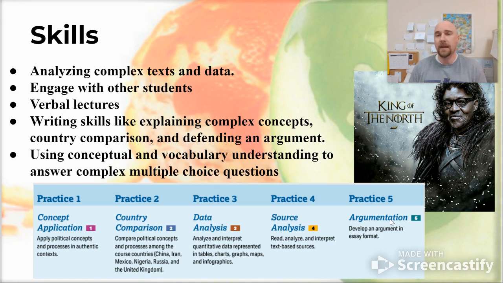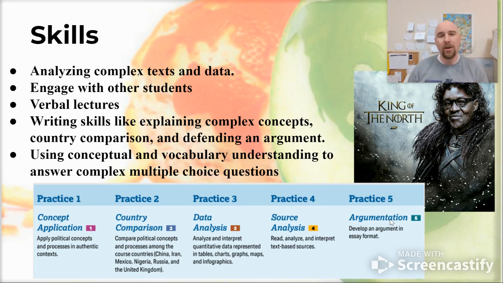But there are going to be some times in which I'm going to be lecturing, and you having the ability of taking that and getting good, thorough notes is an important skill for college, so I'll be reinforcing that. Obviously, writing is going to be a big part of this course. 50% of your exam is writing, but also applying concepts and vocabulary with complex multiple choice. Again, this is going to be far more of a skills class than a knowledge class.